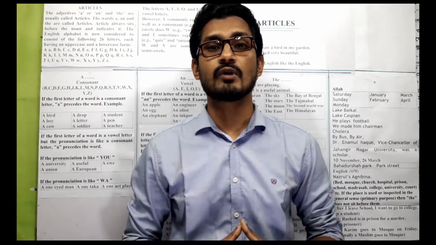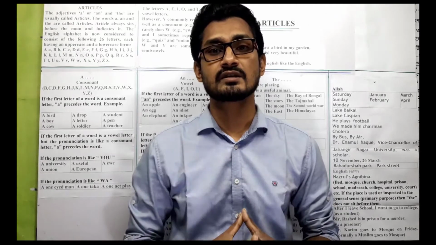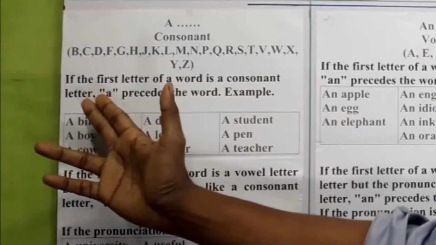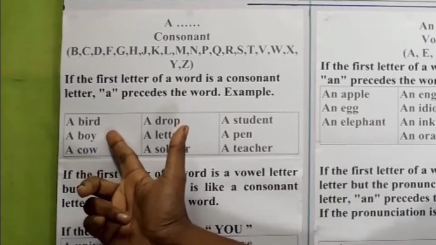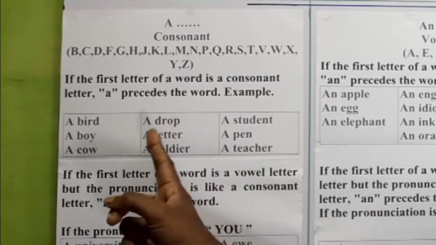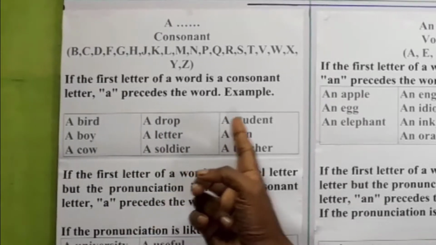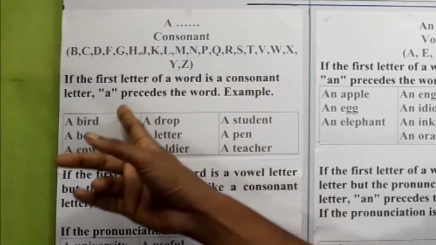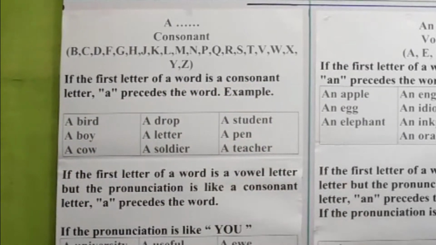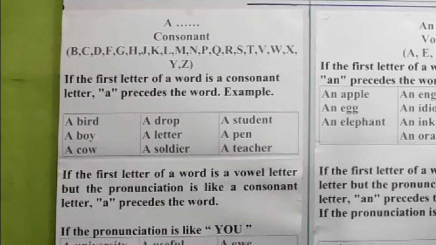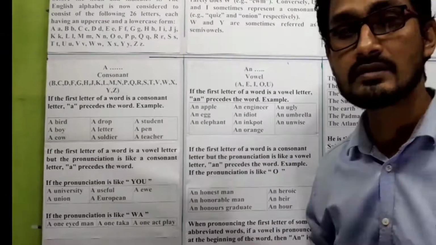If the first letter of a word is a consonant letter, a precedes the word. Example: a bird, a boy, a cow, a dog, a letter, a soldier, a student, a pen, a teacher. Bird, B. B is a consonant letter. If a consonant sound is given, then a is used.